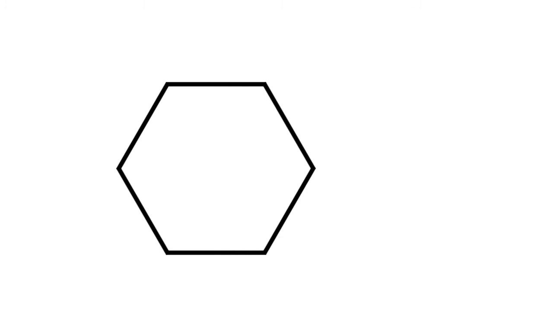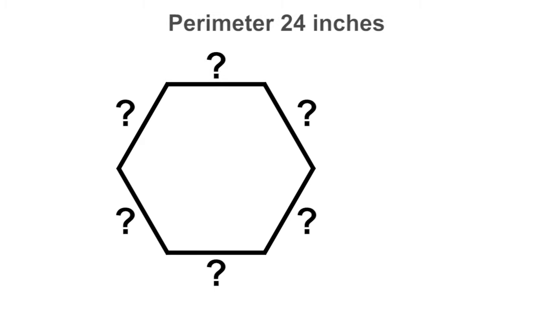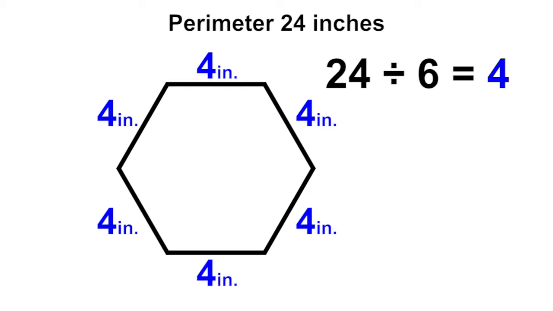Now we have a shape where all the sides appear to be the same length. The perimeter of the shape is 24 inches. Knowing that a hexagon has 6 sides, I would take the perimeter of 24 inches and divide it by the number of sides, which is 6, to find each side length. I know that 24 divided by 6 is 4, so each side length will be 4 inches.